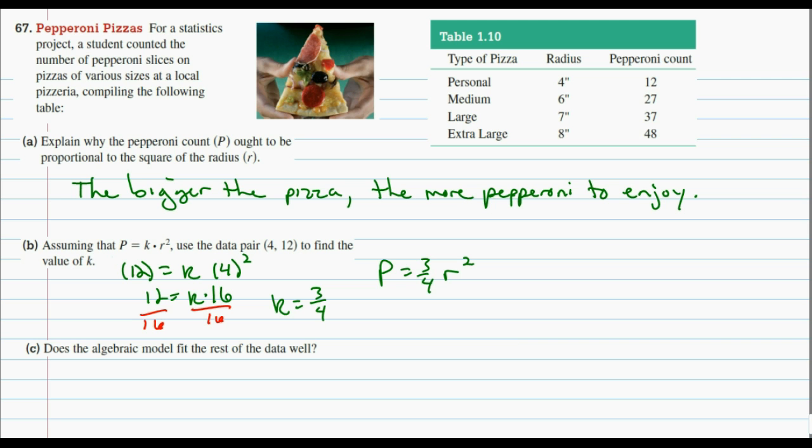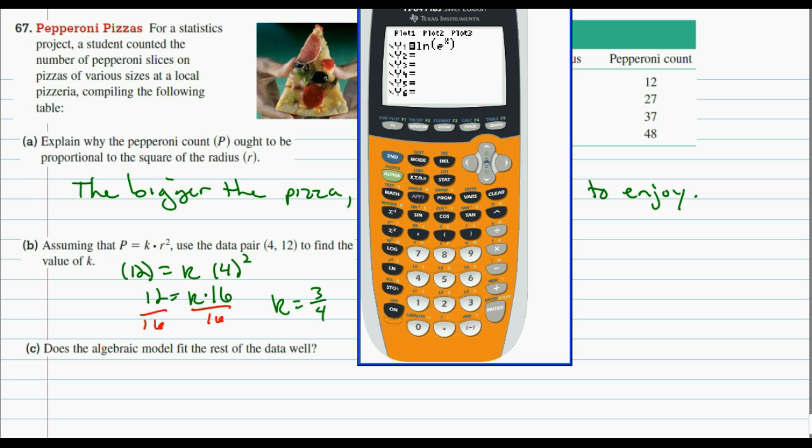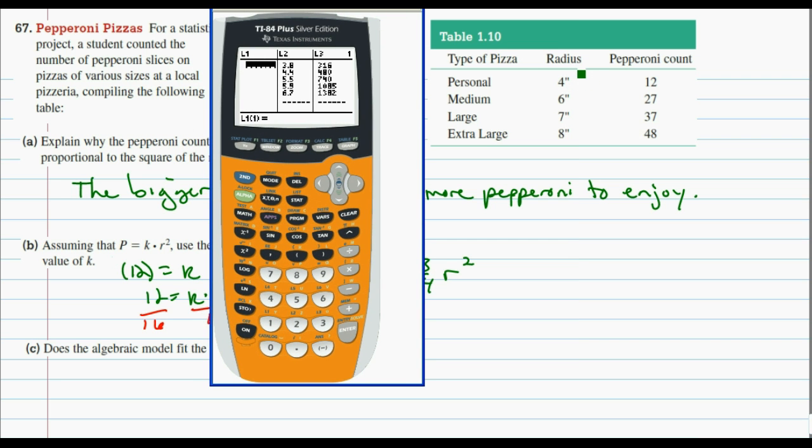Question C asks, does this algebraic model fit the rest of the data as well? Well, that means I'm going to have to use some lists. So stat, edit. In L1, I'm going to put the radius of each of the pizzas. In L2, pepperoni counts. I'm going to plot that data. Second stat plot. Plot number 1 is already graphing L1 and L2. L1 is my x values, L2 is my y values.